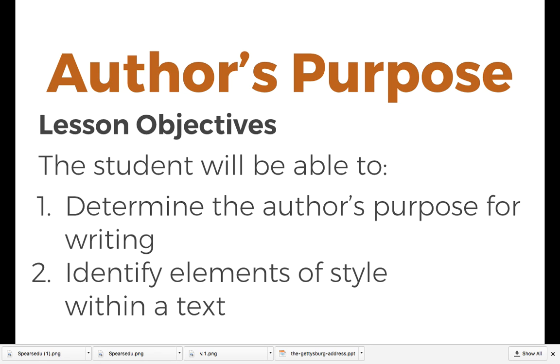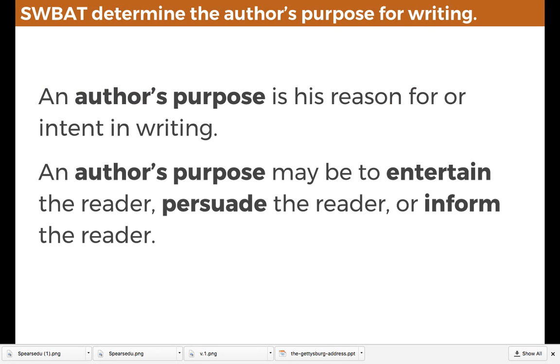Author's purpose. In this lesson, you will be able to determine author's purpose for writing a particular text. And in the second part of this lesson, you'll identify elements of style within a text.